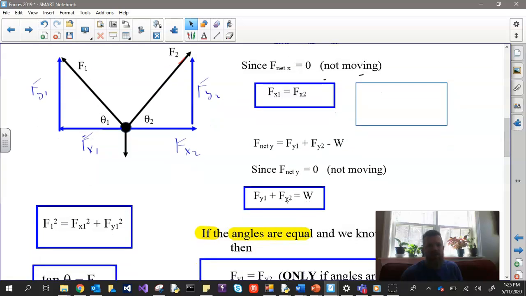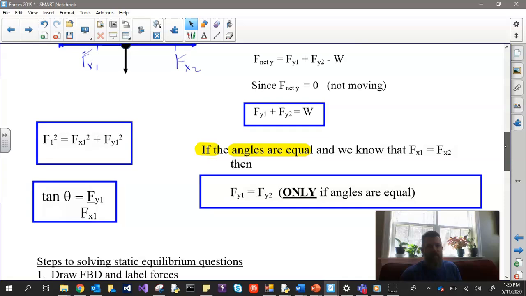Fy1 and Fy2 are sometimes equal. So if these two angles are equal, from what you learned in math class, and these two sides are equal, then these two other sides have to be equal. So if we have equal angles here, if theta 1 and theta 2 are equal, then Fy1 and Fy2 will be equal. If these two angles are not equal, then these two sides do not equal each other. But the Fx1 and the Fx2 still have to equal each other. If one's bigger, then the whole sign will move one way or the other.